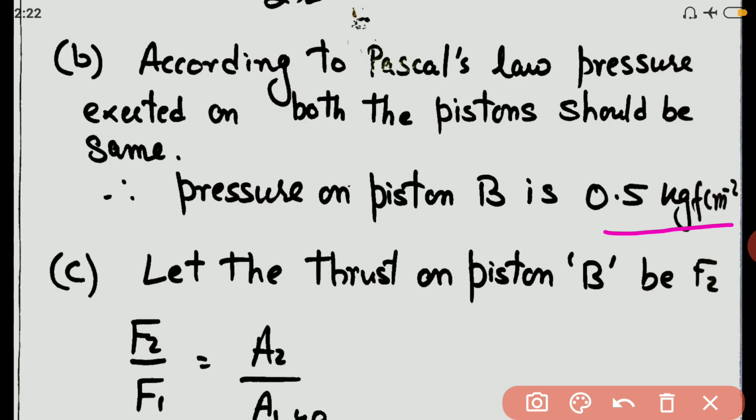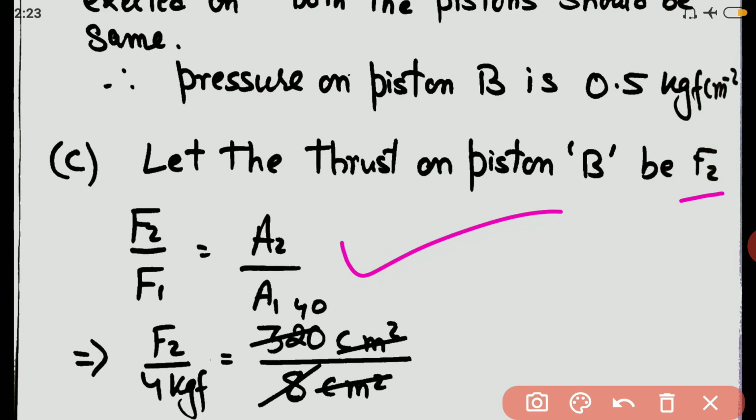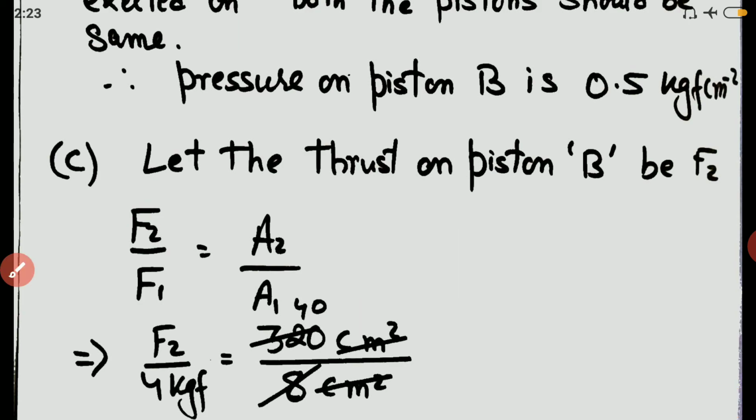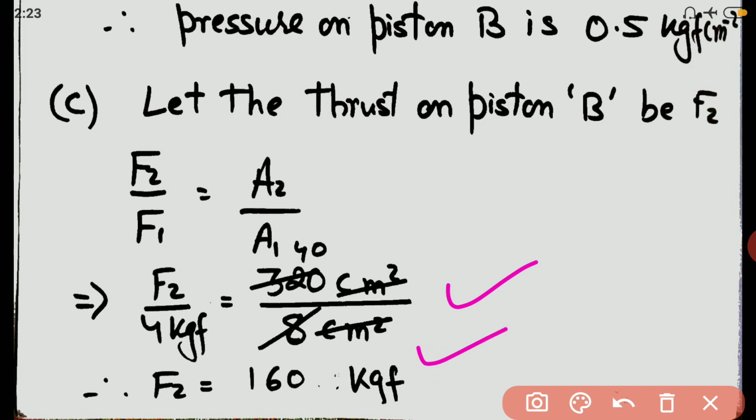Now coming to the last part, part C, let the thrust on piston B be F2. Bigger force, bigger area. Now F2 upon F1 is equal to A2 upon A1, because this is the expression from where we can calculate F2 from the principle of hydraulic machines. Then again replacing the values and doing the cancellation. I don't want to explain the cancellation right now, because I think you are mature enough to cancel this kind of fractions. So the final answer will be 160 kgf. This is how we are supposed to do number 13.